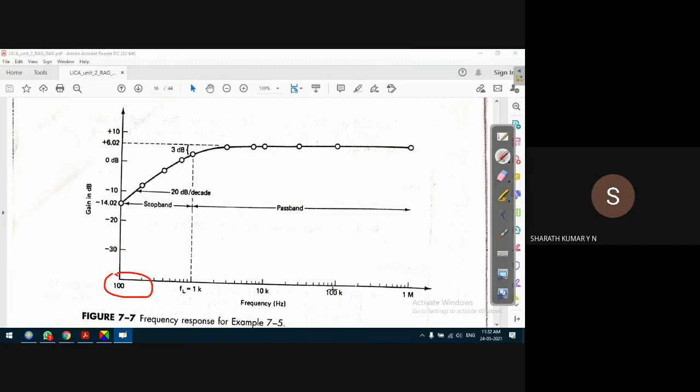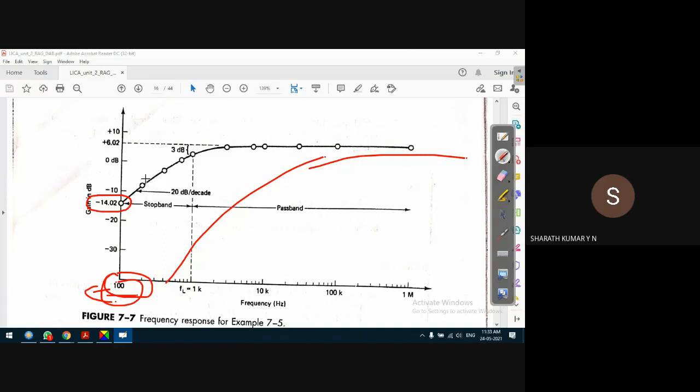As for the gain, you can observe that the frequency started from 100 hertz, not from 0. If it started from 0, it would have been something like this. So it started with 100. At a frequency of 100, the gain is negative 14 decibel. So the gain continues to increase.